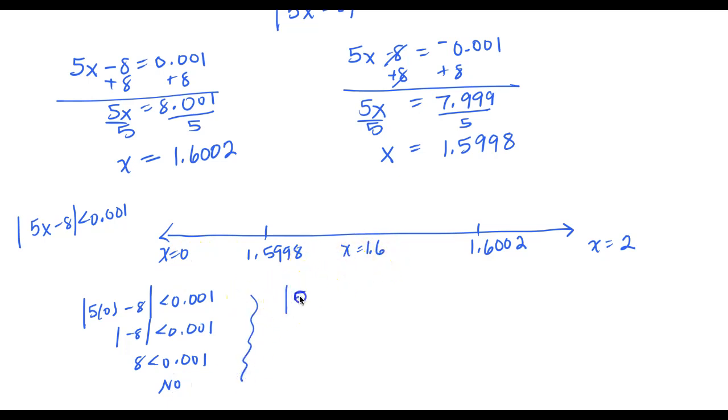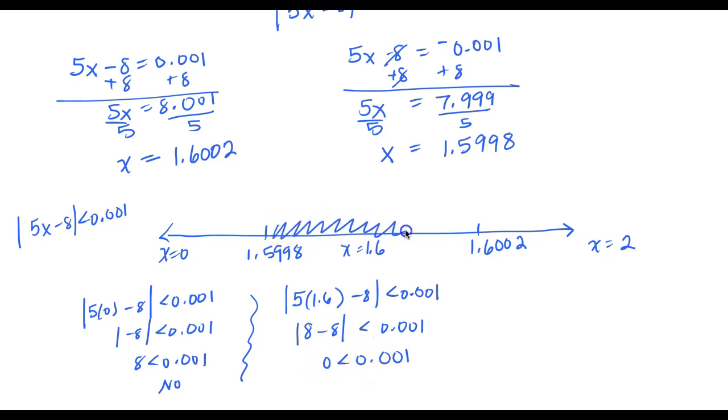Let's test with 1.6. Absolute value of 5 times 1.6 minus 8 is less than 0.001. 5 times 1.6, we can think through 5 times 1 is 5. 5 times 0.6 would be 3, so that ends up giving us 8 total. And 8 minus 8 is 0. And absolute value of 0 stays a 0. And so yes, we definitely want to shade in the middle there. And now we can test something larger like 2. 5 times 2 minus 8 in absolute values. So 10 minus 8 is 2, and the absolute value of 2 stays a 2. And so definitely no, 2 is not less than 1,000th. And so our answer is going to be between 1.5998 and 1.6002.